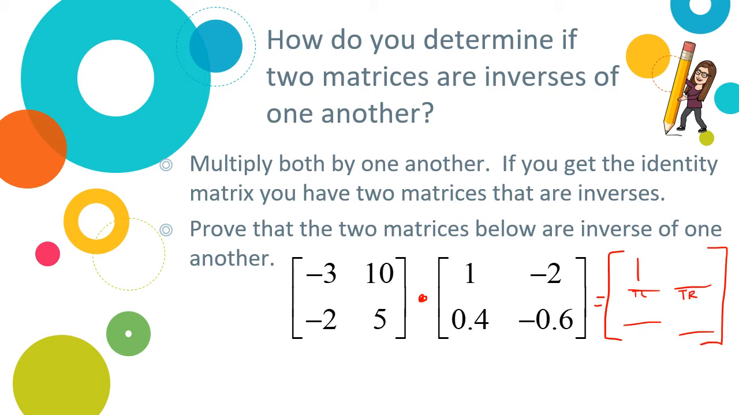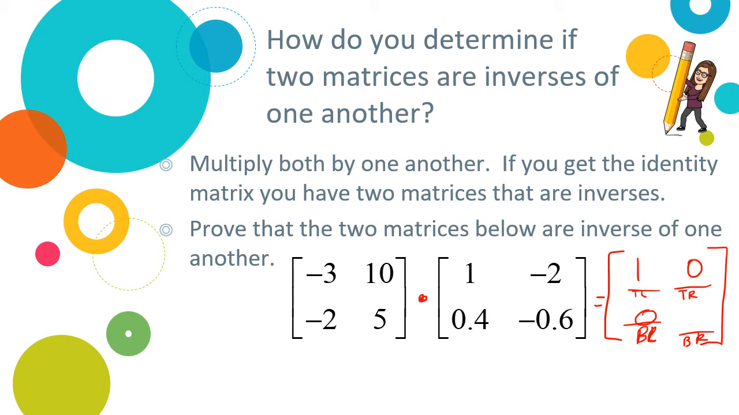Top right, we're going to take a look at that. I'm going to have negative 3 times negative 2, and I'm going to have 10 times negative 0.6. So if I multiply those and then add, I would arrive at 0. Still on the right track. Bottom left would get me to negative 2 times 1 plus 5 times 0.4. So if I multiply those, I arrive at 0. So far, so good.